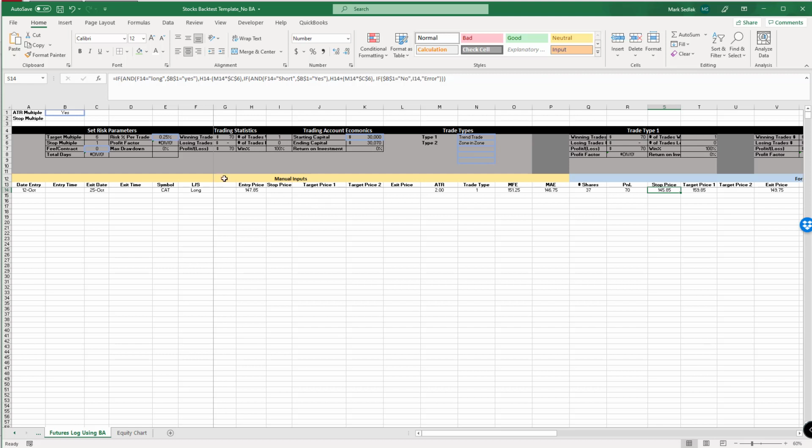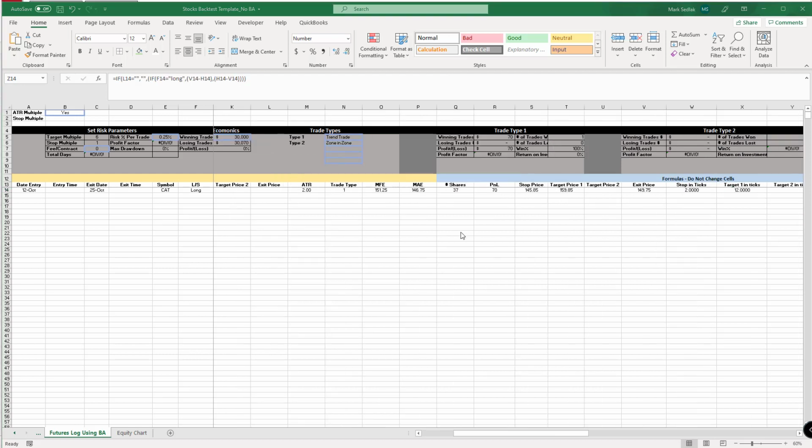Our target is going to be the 2 times our target multiple, which is 6. So it's going to be 12. So our target should be 159.85. And there we go.